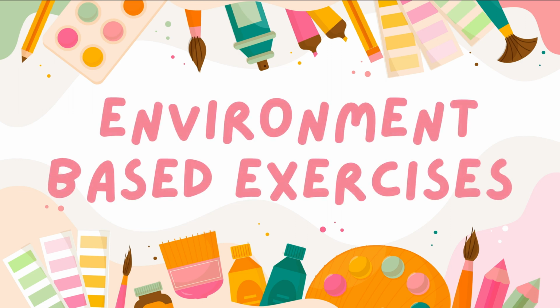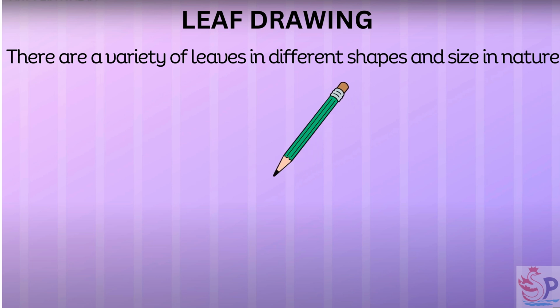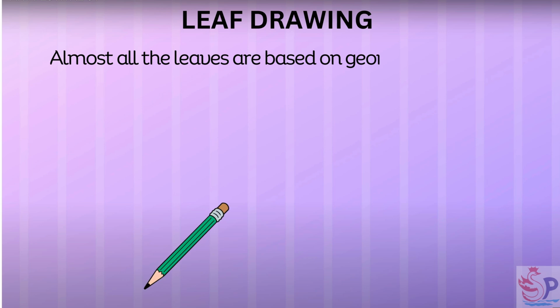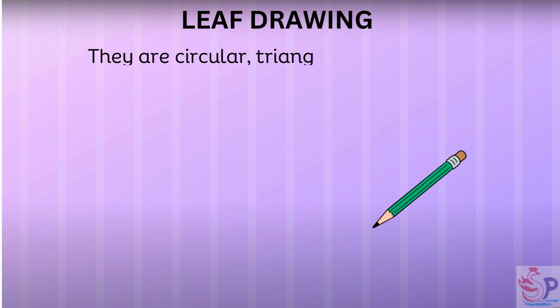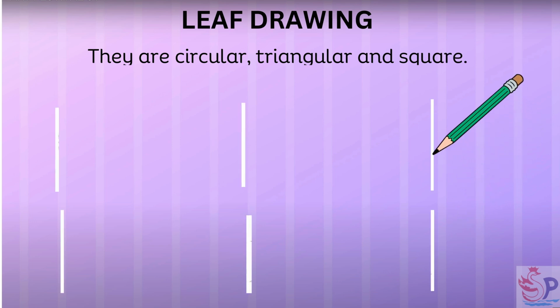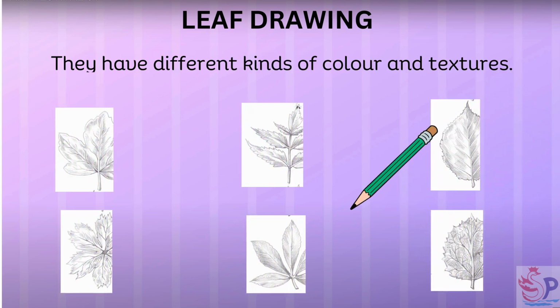Environment-based exercises. Leaf drawing. There are a variety of leaves in different shapes and sizes in nature. Almost all the leaves are based on geometrical shapes. They are circular, triangular and square. They have different kinds of color and textures.